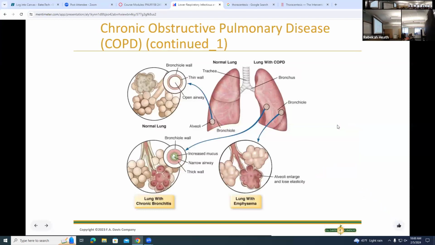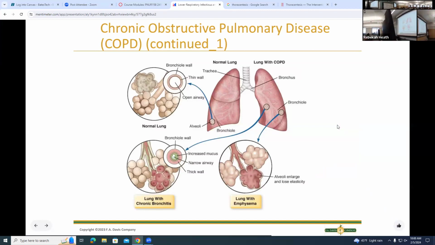So here's a little picture of our lungs, and you can see this is normal up here. Here is the bronchial wall. That's this tube right here. Normally, it's really thin, and the airway inside is nice and open, and air can flow in and out.